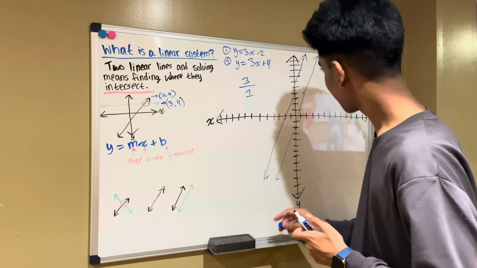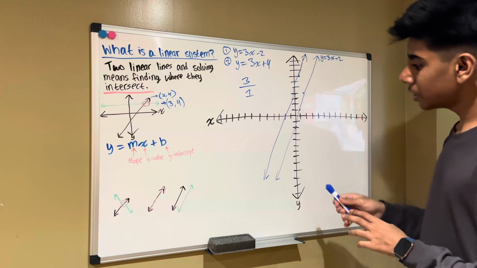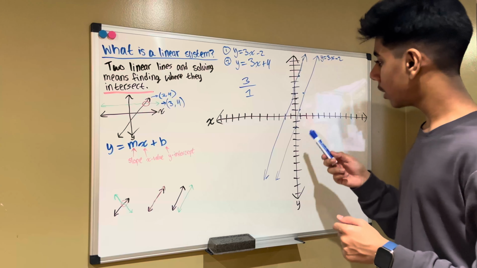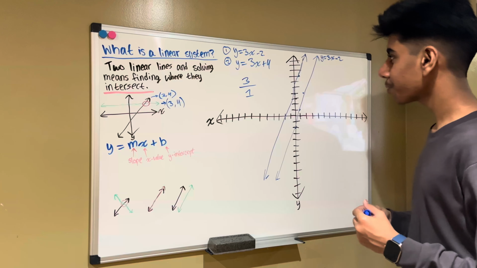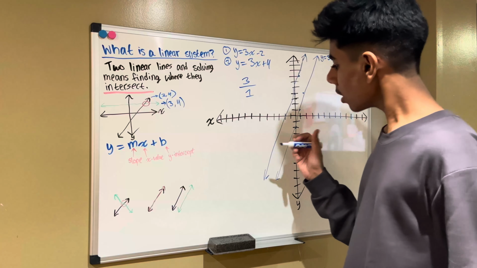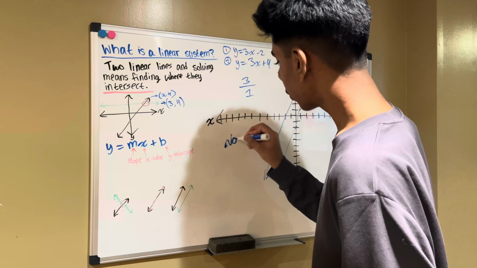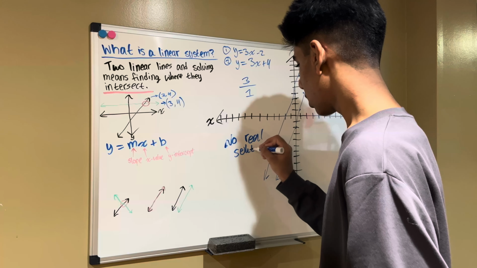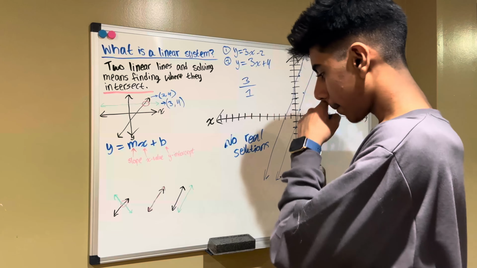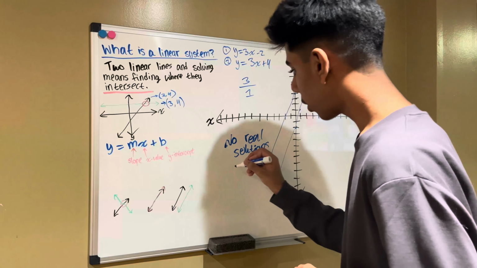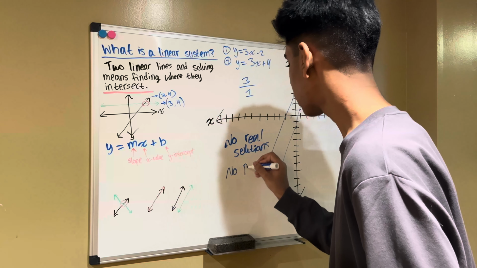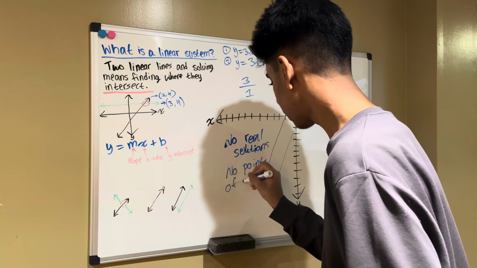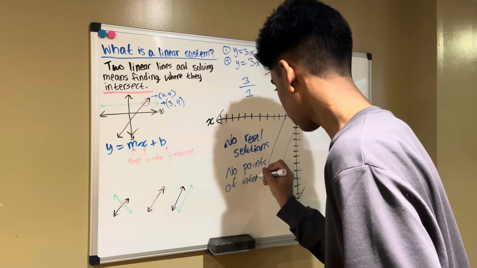Sorry about that. So as you can see, these are two parallel lines. Parallel lines will never intersect with each other. So that means there are no real solutions. There are no points of intersection.